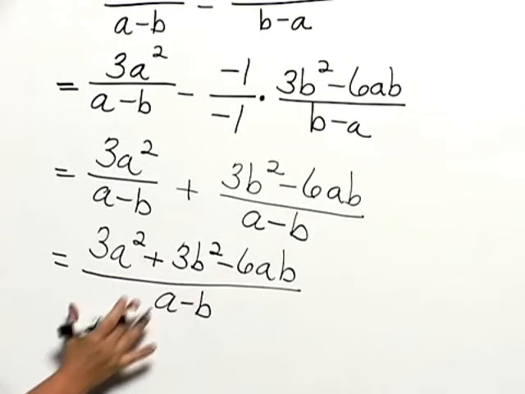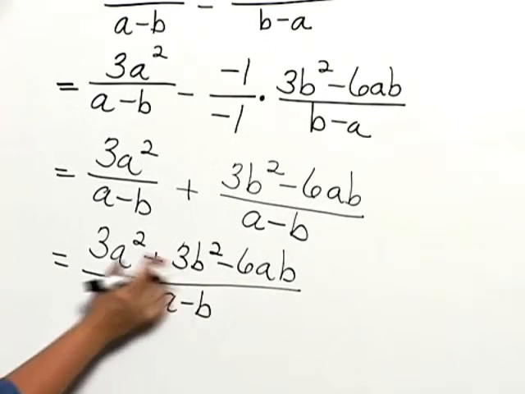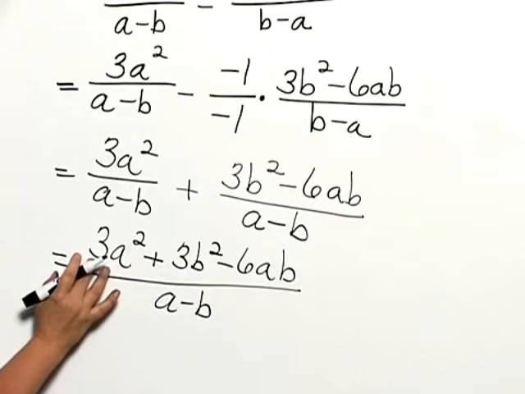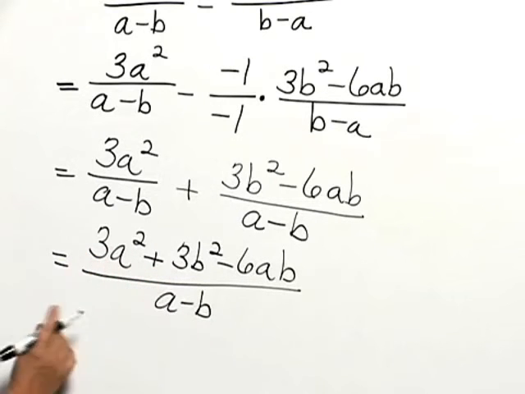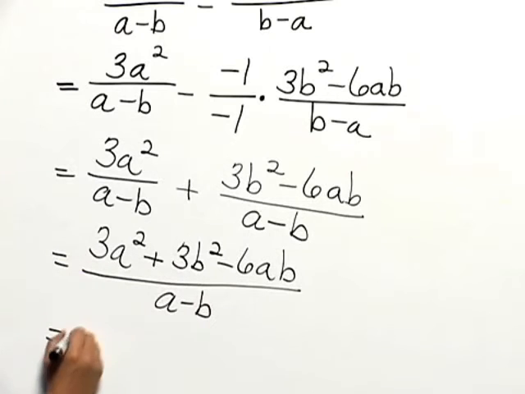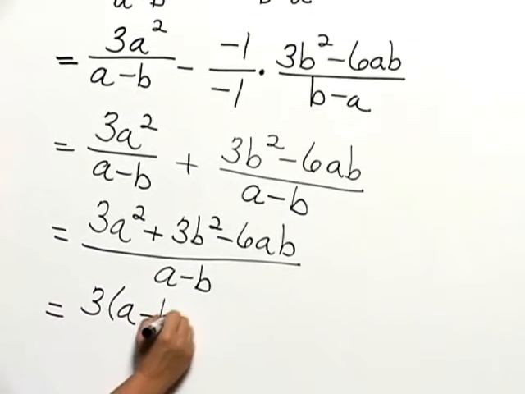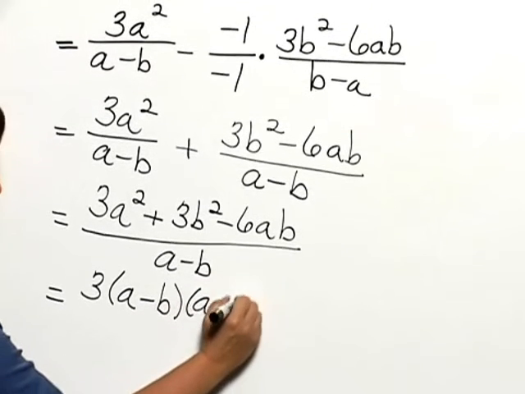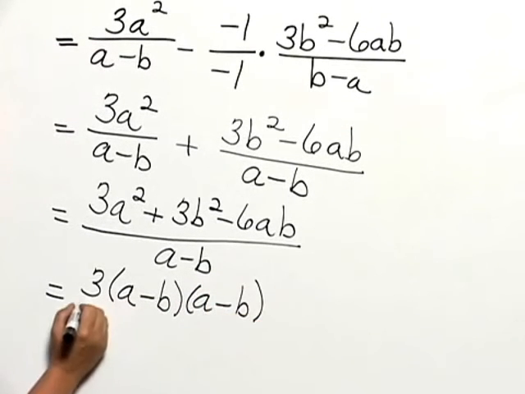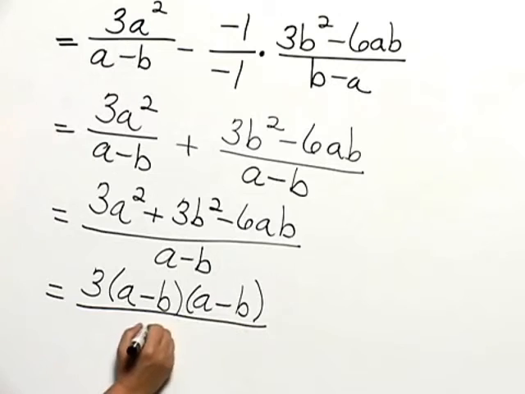Now this can be factored. I want to rearrange the terms and factor out a 3. When I do that, I find I have a trinomial square, and it factors as 3 times a minus b times a minus b. And that's all over a minus b.